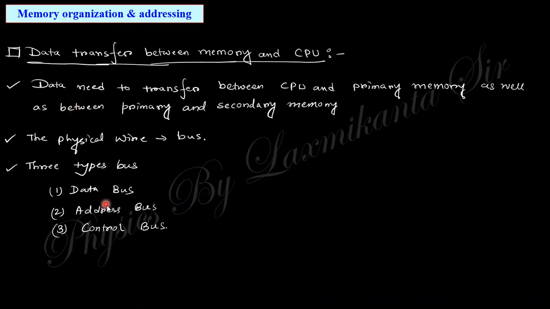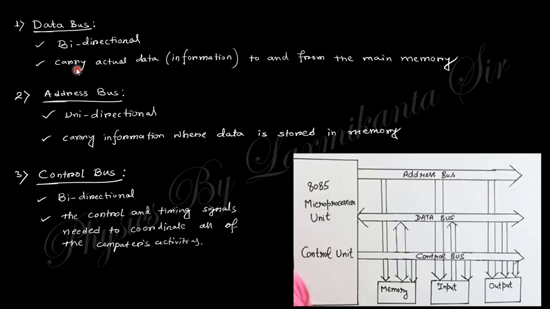These are connected by buses, that is the connectors, known as the data bus, address bus and control bus. The data bus is bidirectional, where data is transferred from cache memory. The address bus is unidirectional because it only carries the address information. When data is stored in memory, the address of this data goes through this wire. The control bus is also bidirectional, carrying control signals for the computer's activity, whichever activity you want to control, the control signal passes through this wire.